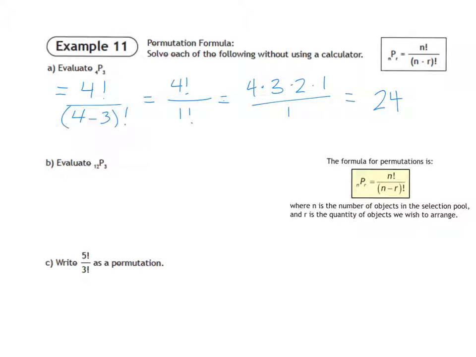Part B, 12 pick 3. So in that case, n is 12 and r is 3, so it would be 12 factorial over (12 minus 3) factorial. 12 factorial over 12 minus 3 is 9 factorial. And we did see something like this before.